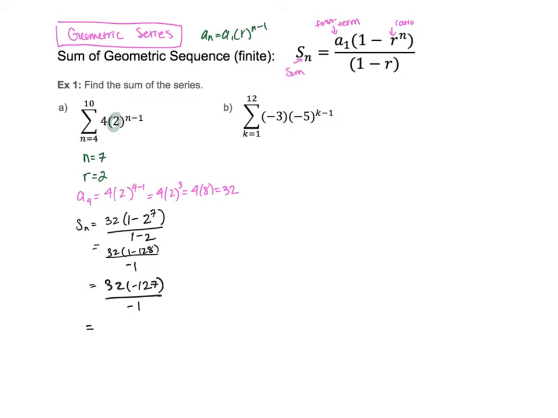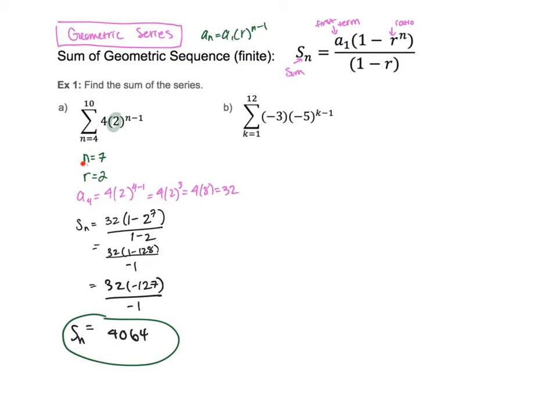So when I put this in the calculator, I got a sum of, oops, my bad, 4,064 as my sum. And so this is what I get when I sum up all the terms in this series here. Okay, so that's how you do it by hand.